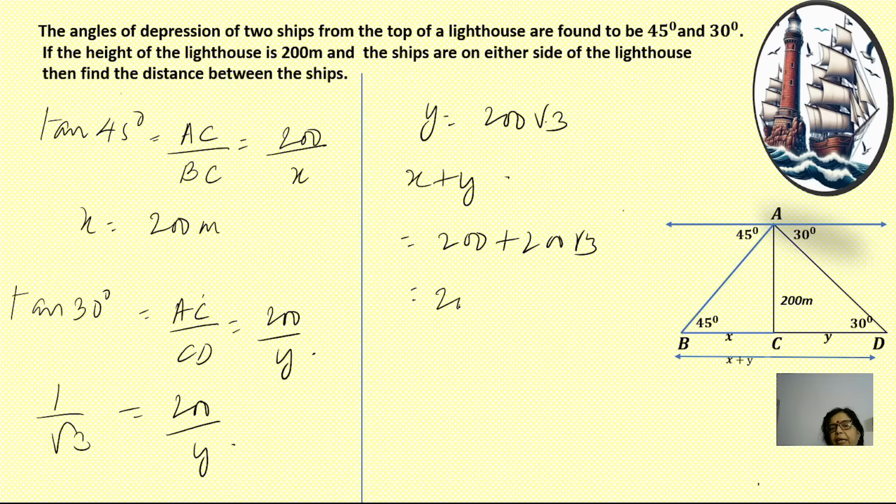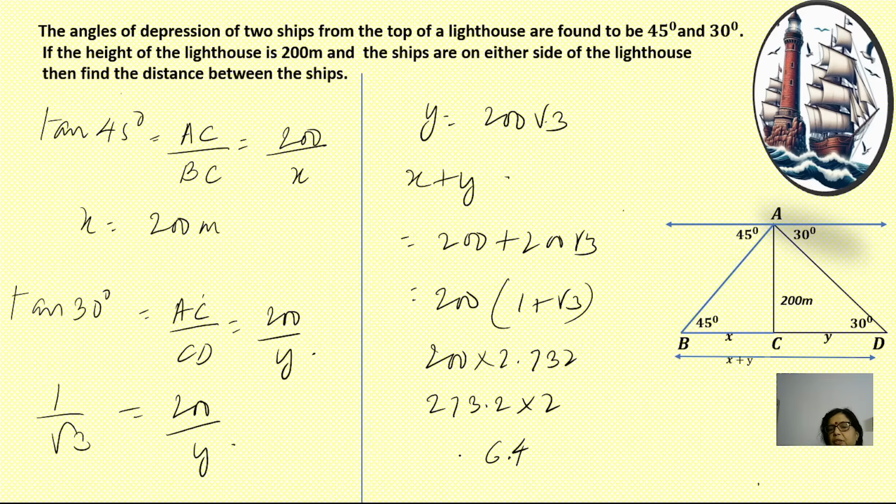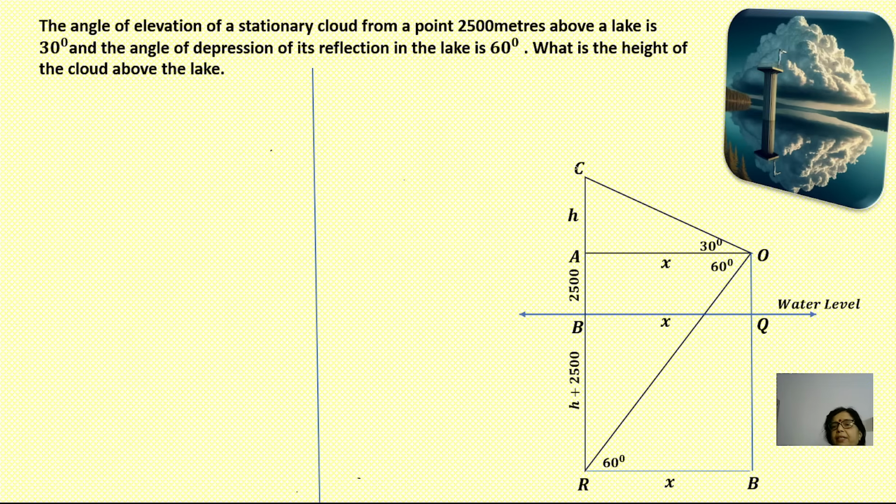So in order to simplify, let us take out 200 common, 1 plus root 3, that is 200 into 2.732, taking the value of root 3 as 1.732. So this becomes equal to 273.2 multiplied by 2, that is 4, 6, 14 and 5. So 546.4 meters is the distance between the two ships. I hope this is clear. Now basically in these questions the geometrical figure has to be understood and drawn, and once you draw the figure correctly, automatically the solutions come.